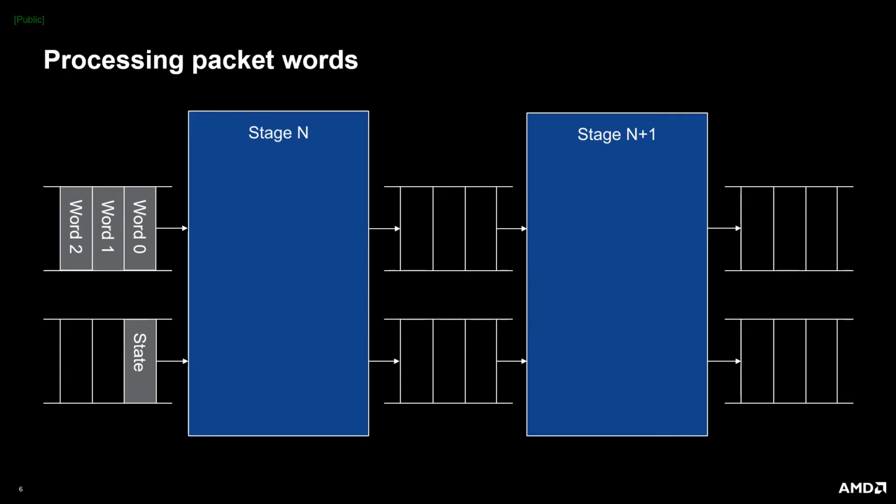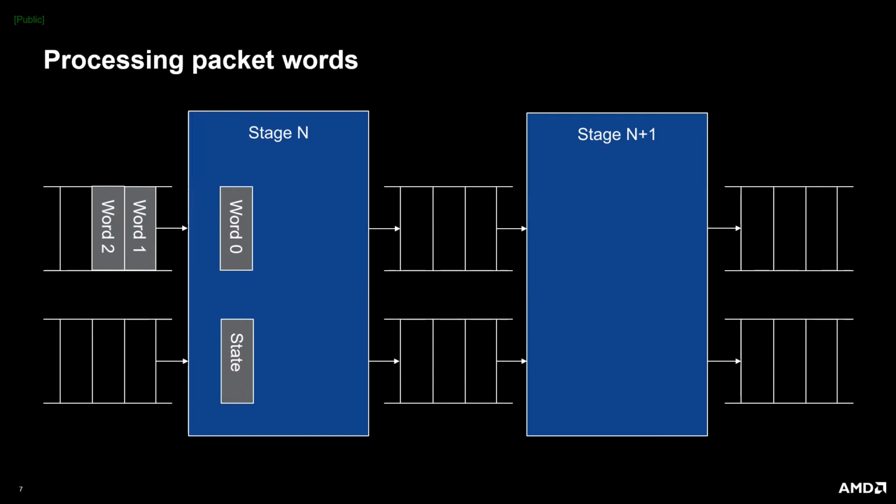The program state travels through the pipeline with one of the packet words. Here's a simple example of two stages which could be partway along a larger pipeline. On the first cycle, the first word of a packet enters stage N. The stage might take multiple cycles to process a word, but it can still accept another word on the next clock cycle. The first word advances to make room.